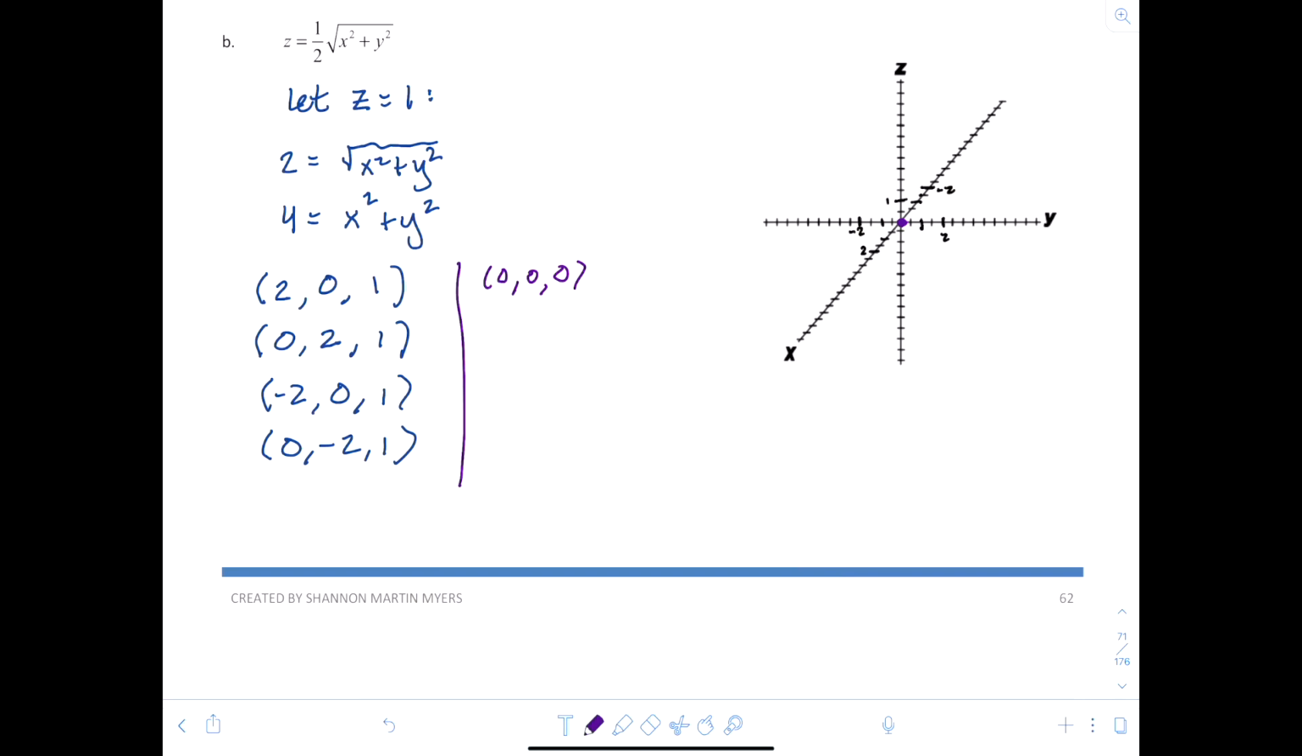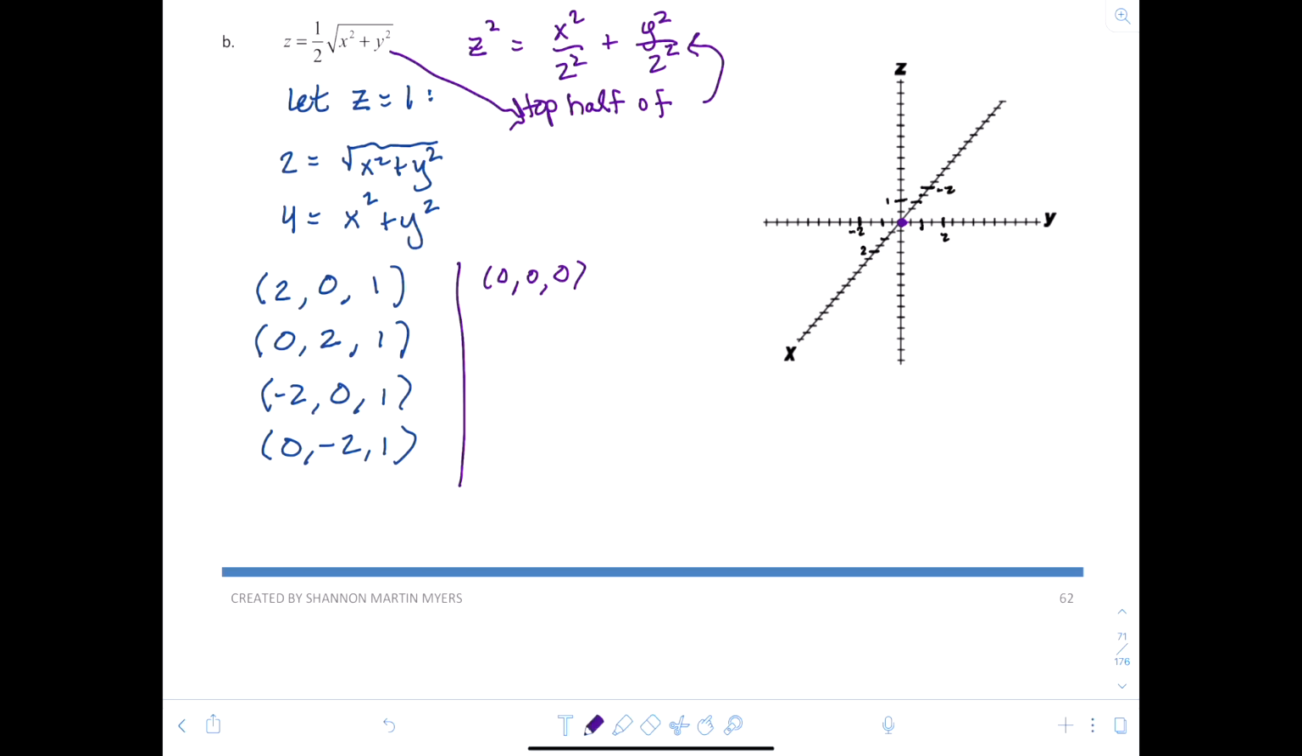So you're going to end up with an elliptic cone, right? Because if you rewrote this, you'd have z squared, if you squared both sides, would equal x squared over 2 squared, right? Plus y squared over 2 squared, which is the top half of this elliptic cone. So this is the top half of this, okay?